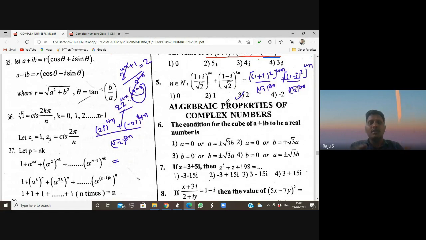Even we did it directly here. I have taken 1 plus i whole square whole power 4n, because we know 1 plus iota whole square is plus 2i, and 1 minus iota whole square is minus 2i. So I have done it in this way.